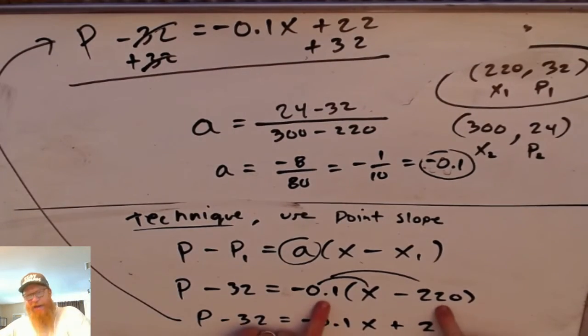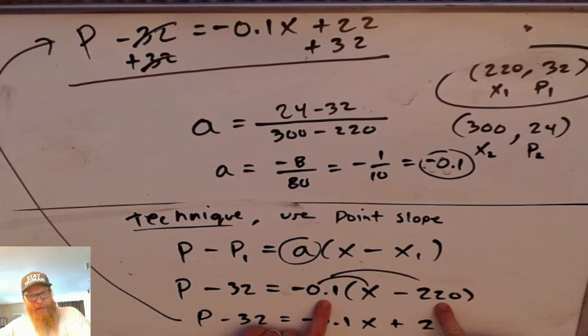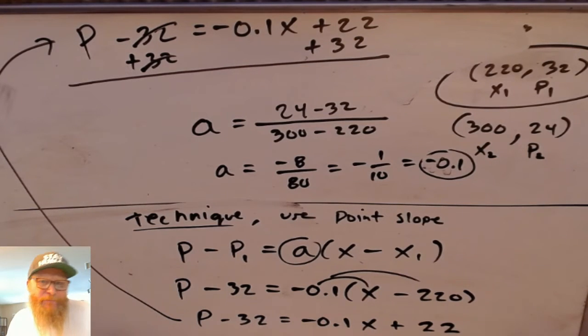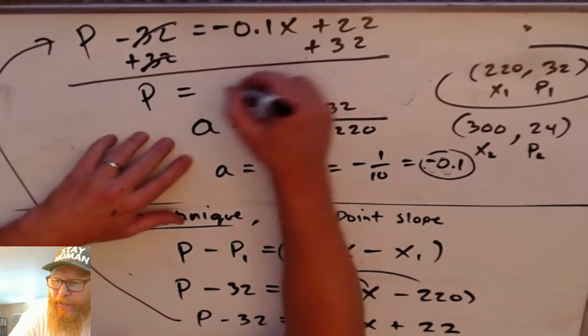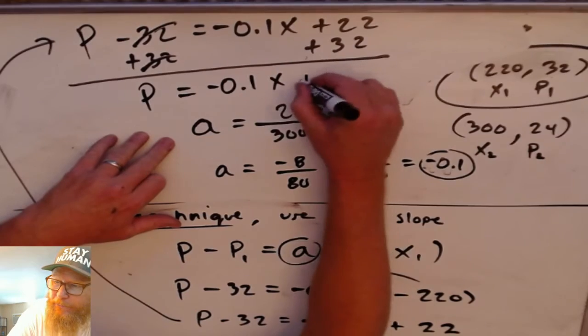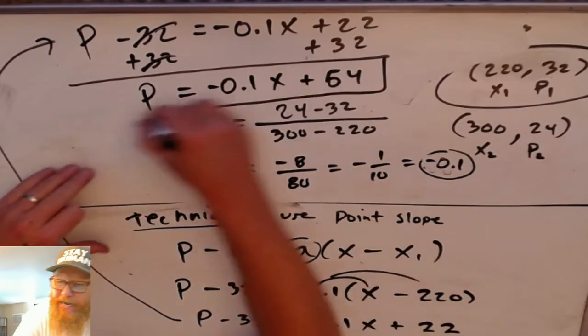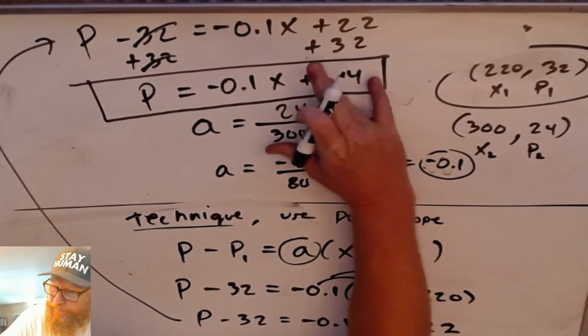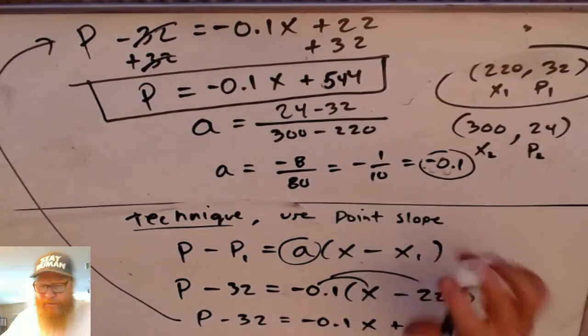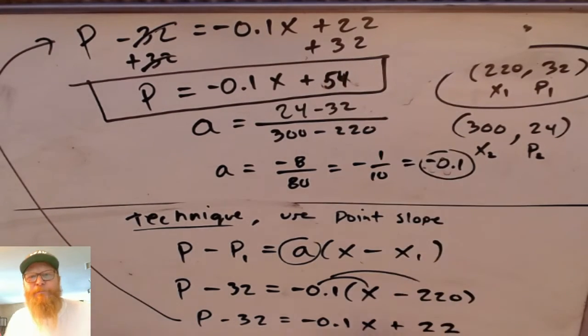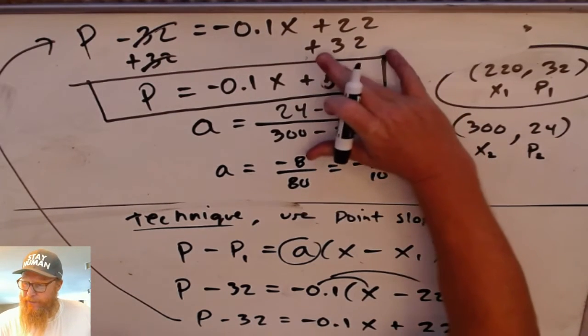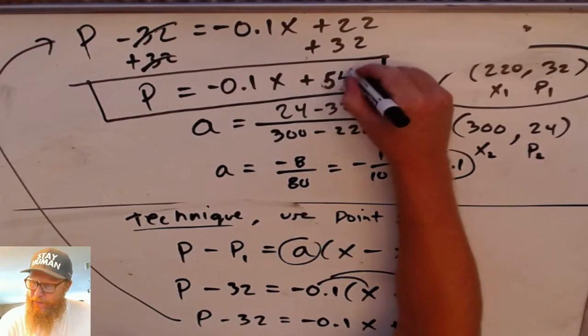I didn't really talk about how I got 22. I hope that's clear. I multiplied it by a negative and a negative, so it turned positive, and it's 1/10. Yeah, 1/10 of 220 is 22. I didn't even have to break out the calculator, but you certainly are allowed to. So you get negative 0.1x plus 54, and there's our B. Not 544. I don't know why I wrote that. 54. There we go. Man, having some serious erasing problems today.